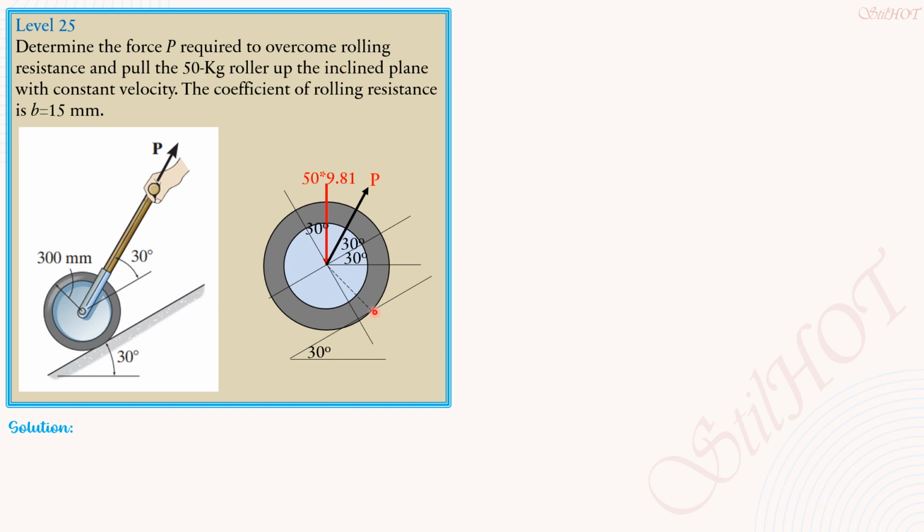This is the point where the reaction between the wheel and the surface meet, and we'll call that point B. And the distance along the incline, or parallel to the incline, to that point B from this axis here is B, which is equal to 15 mm.